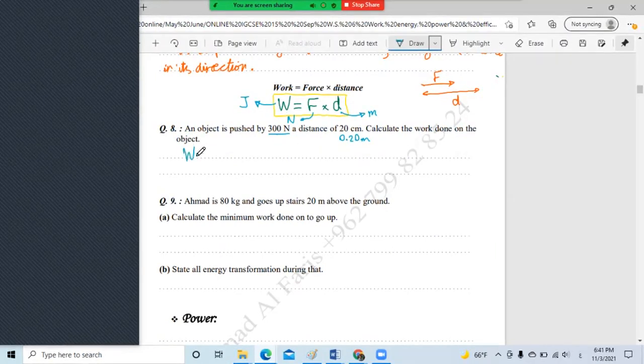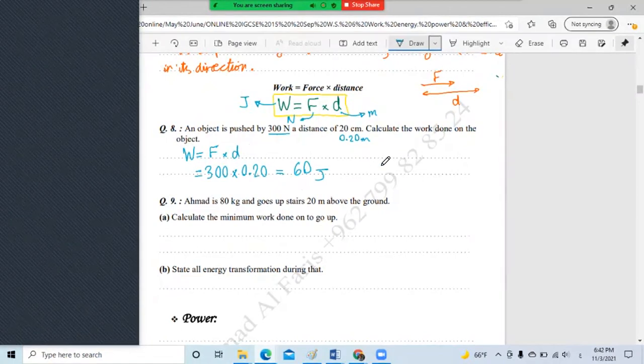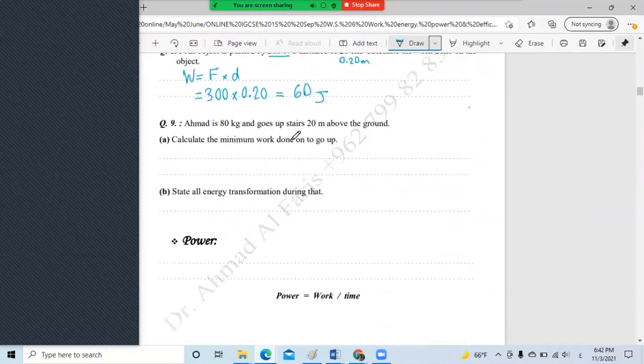So work equals force multiplied by distance. So 300 multiplied by 0.20 or 0.2, and the answer will be 60 joules. That's the work. Now, this work can be potential energy, can be kinetic energy, we don't know. How this work changes the form of energy depends on the question.